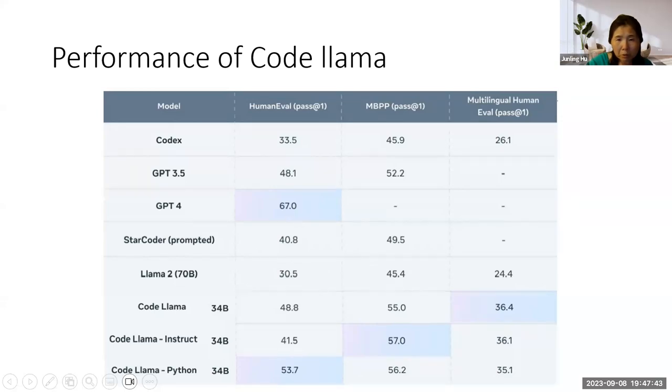Even though they are about 14% behind GPT-4, notice that they are only 34 billion. GPT-4 is a 1.7 trillion model, so much, much larger. And certainly this rule still holds: the larger the model, the better performance it could achieve. So we haven't reached the saturation of the model size yet. All right, so that is the summary of the paper.